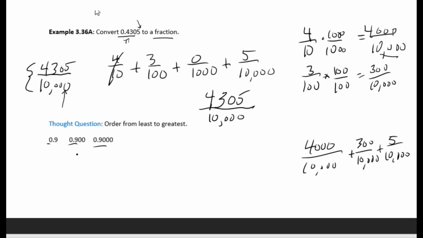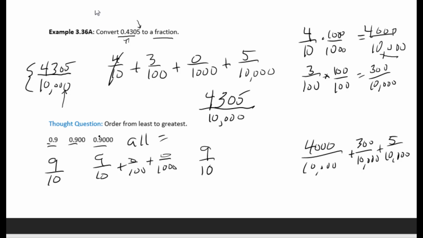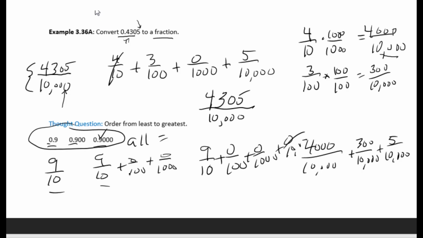Now this is a good question. And the answer is they're all equal. And let me explain why. This is just 9/10. This one here is 9/10 plus 0 hundredths plus 0 thousandths. So it's just 9/10. Adding 0 to a number doesn't change it. And the final one here, that's 9/10 plus 0 hundredths plus 0 thousandths plus 0 10,000ths. So you can see all these are equal. And it just comes from understanding how numbers are constructed.